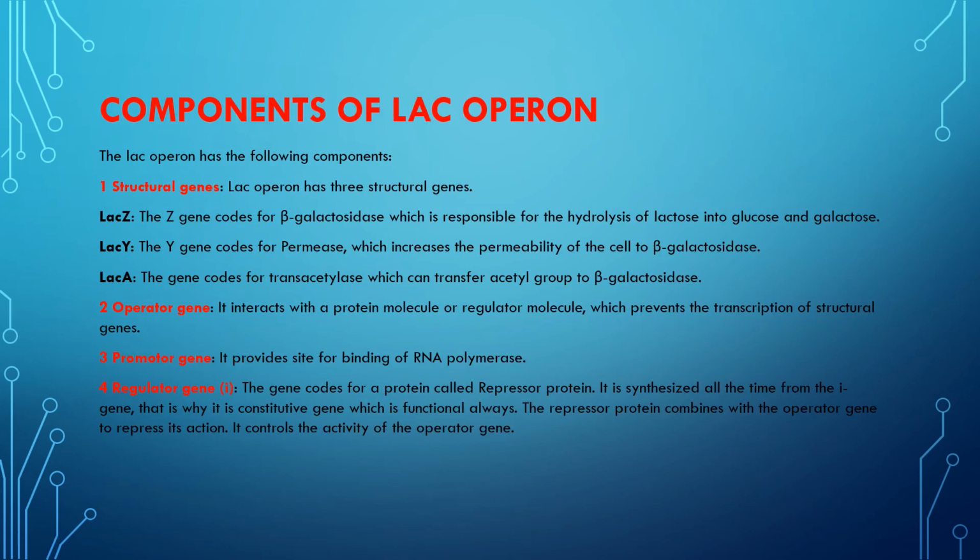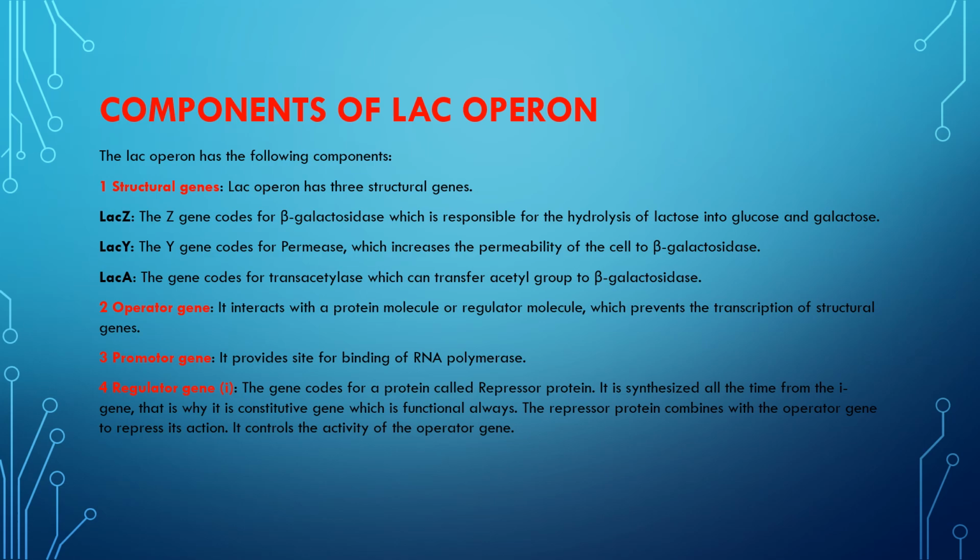Components of lac operon. It has the following components. Number 1. Structural genes. Lac operon has three structural genes. LacZ codes for beta-galactosidase, which is responsible for the hydrolysis of lactose into glucose and galactose. LacY codes for permease, which increases the permeability of the cell to beta-galactosidase. LacA codes for transacetylase, which can transfer an acetyl group to beta-galactosidase.